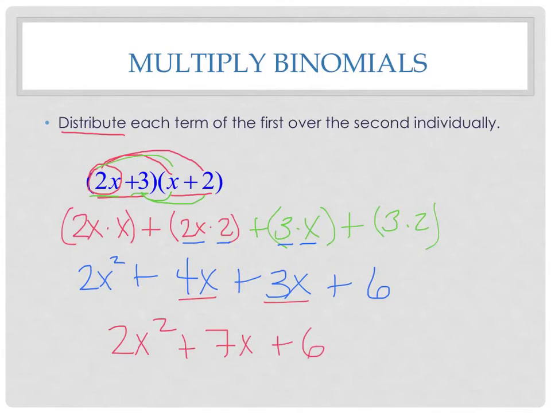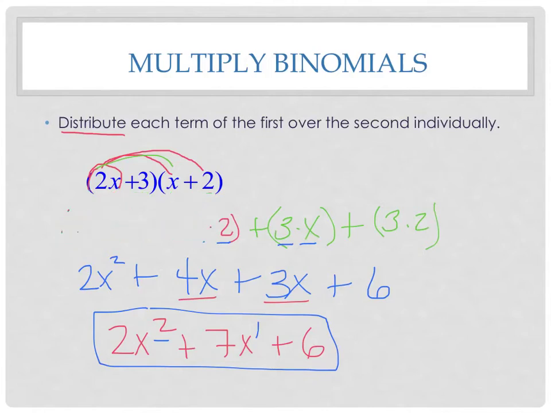Again, notice that my exponents are in descending order: 2, 1, and then no x term. So there's my polynomial answer. Now there's another way to do this particular problem. It's basically doing the exact same thing.